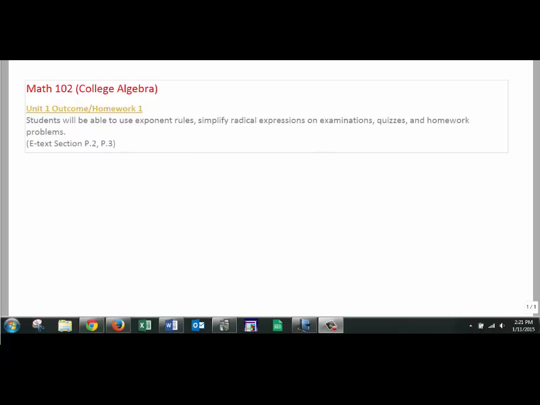First of all, to get started, let's familiarize ourselves with some of the things you'll be seeing in the lectures. Up at the top we always have the name of the class, and then down here we have what the assignment is associated with. So this is Unit 1, Outcome 1, or Homework 1. To complete your Unit 1, Homework 1 questions on My Math Lab, these are the notes associated with that. This is the goal of the lesson.